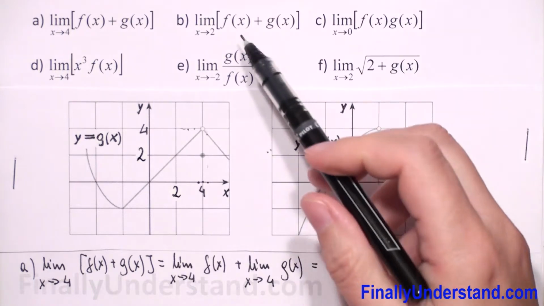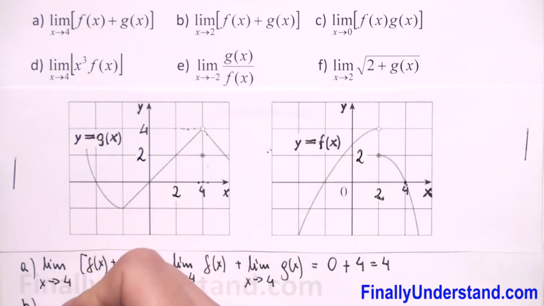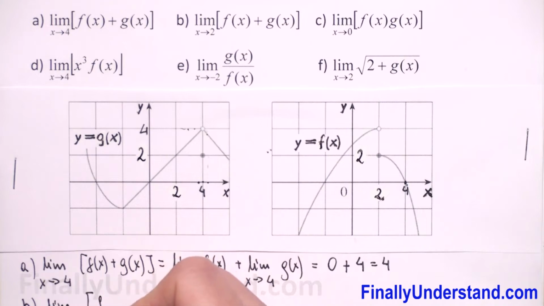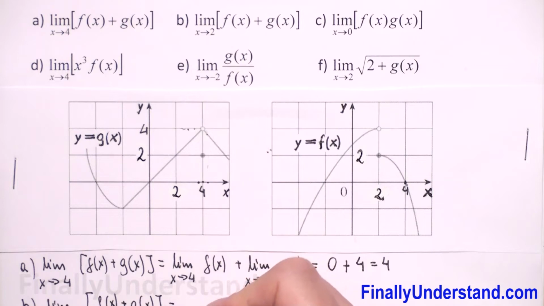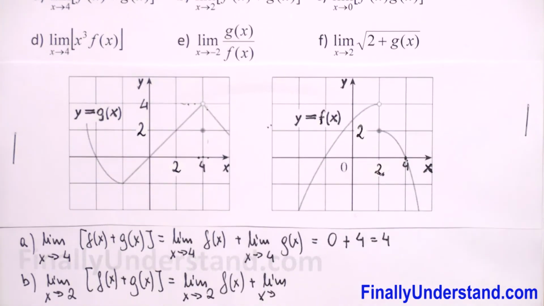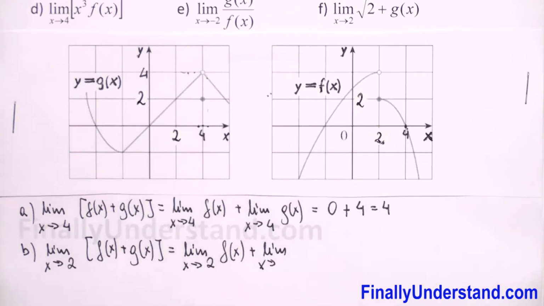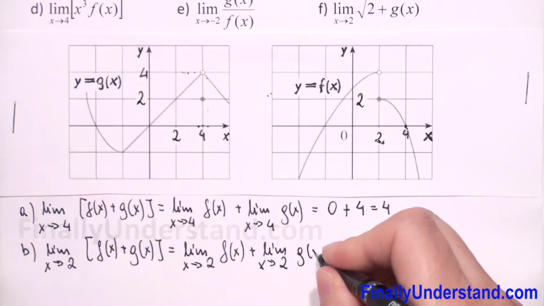Next we have to find the limit as x approaches 2 of f of x plus g of x. Again, we can rewrite this, because the limit of a sum is equal to the sum of the limits. So we have the limit as x approaches 2 of f of x plus the limit as x approaches 2 of g of x.